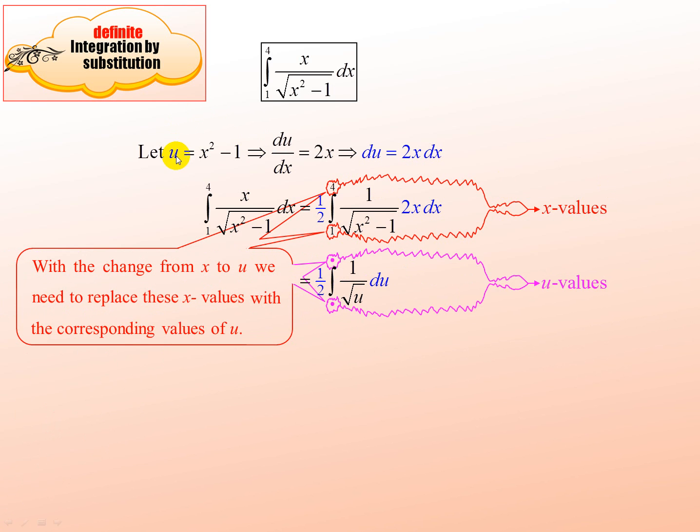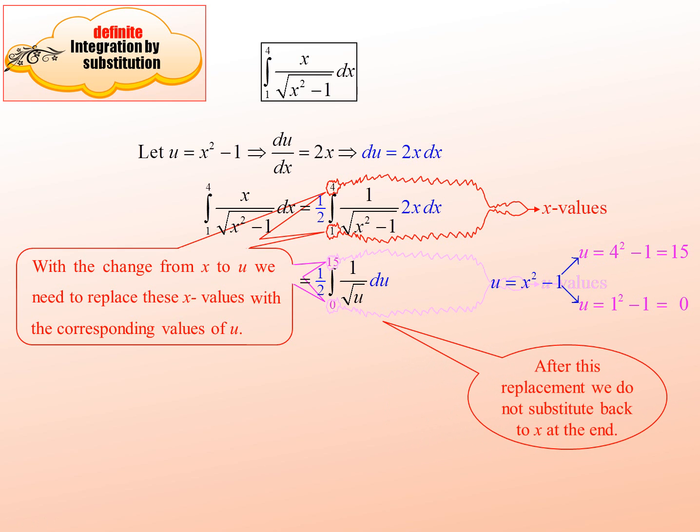So we use this relationship, the fact that u equals x squared minus 1. So therefore, u equals 4 squared minus 1, u equals 1 squared minus 1. There we are, and we have 15 and 0. And we don't need to substitute back at the end because we are finding a numeric value, so we can do it sticking to u.